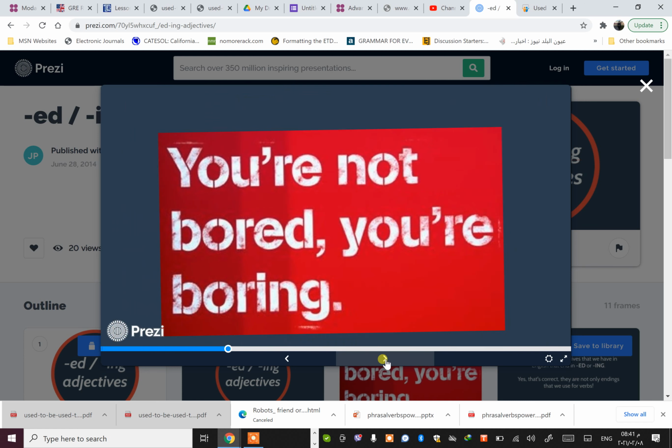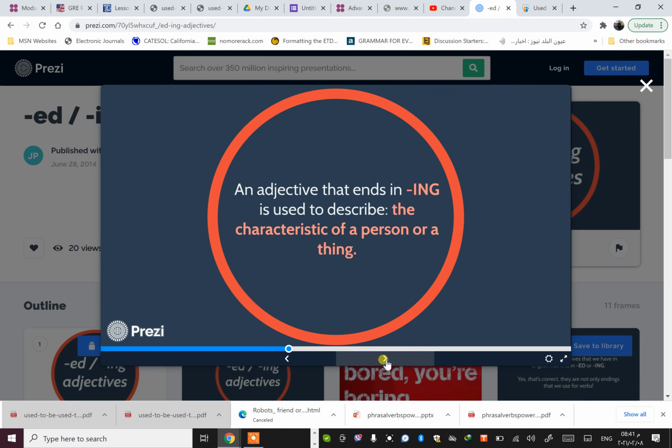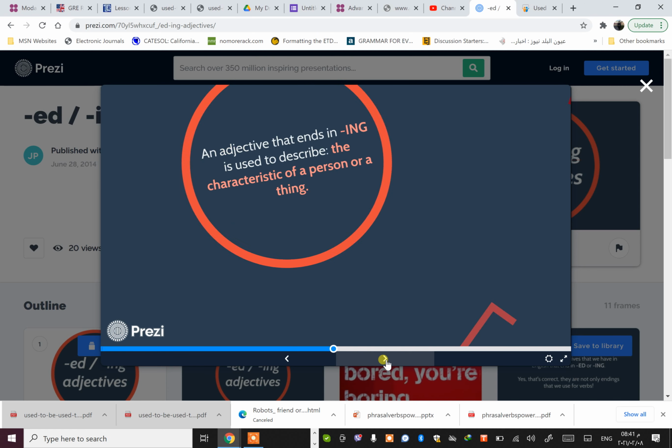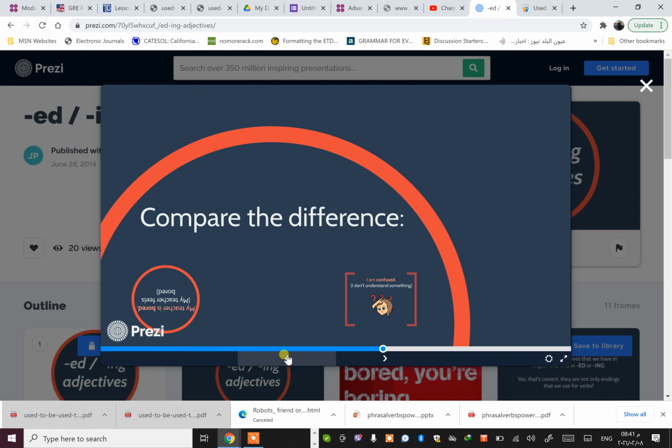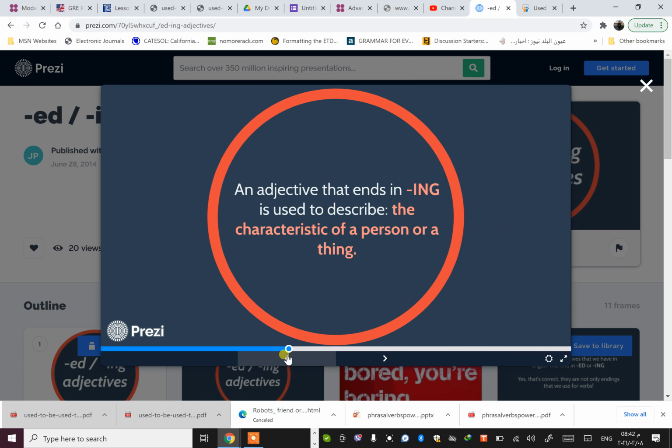Okay, so let's see how we differentiate. So as I said, I'm talking about the adjectives, not the verbs. أنا ما بدي أتحدث عن الفعل ياخذ ing بالcontinuous ولا بدي أتحدث عن الverb اللي ياخذ ed. أنا بدي أتحدث عن adjectives. Okay, so before talking about the difference, let's see which adjectives take ing. شنو هي الصفات اللي تاخذ ing. Okay, and what is the difference?